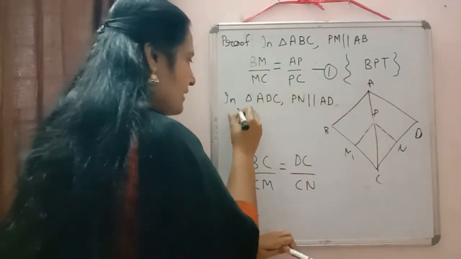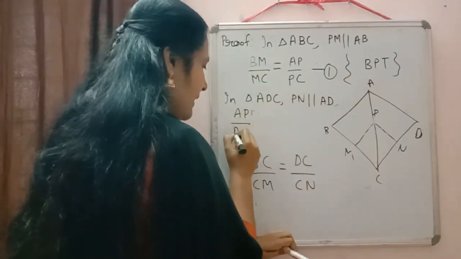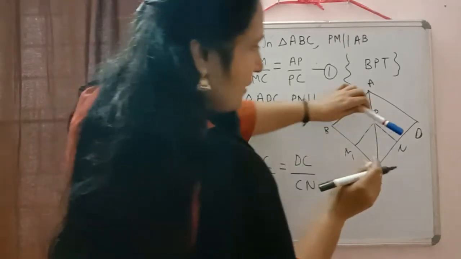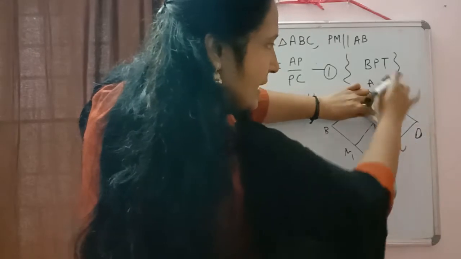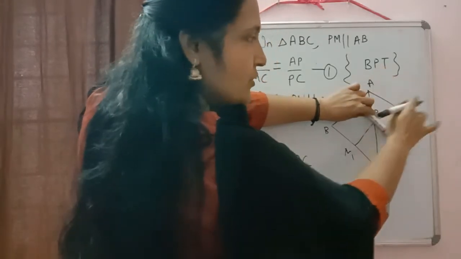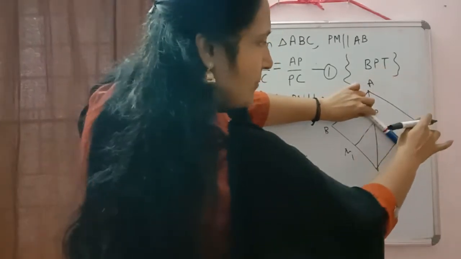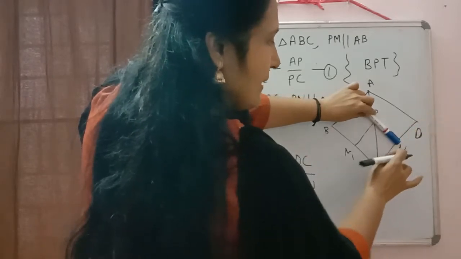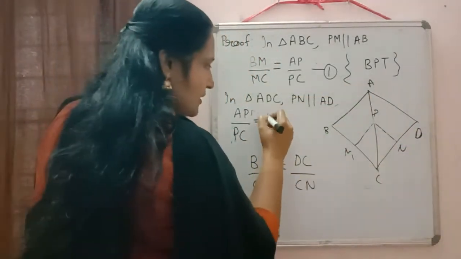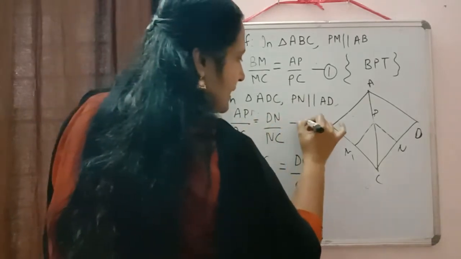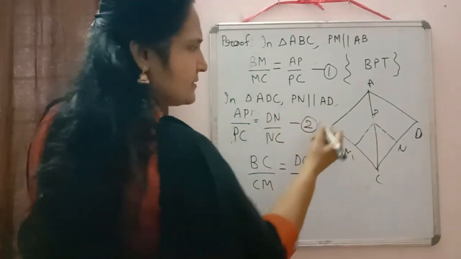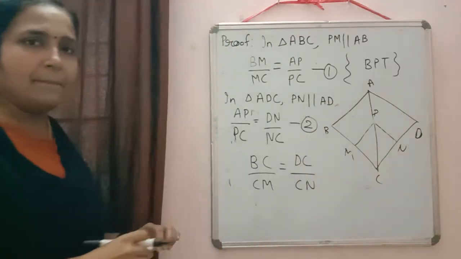So on the left hand side we will get AP by PC is equal to, what is there on the right hand side? DN, correct? Here we started from the top. So here also it should be written from the top only. So we will get DN by NC. This we will make it as equation 2, and the same reason there, by BPT.